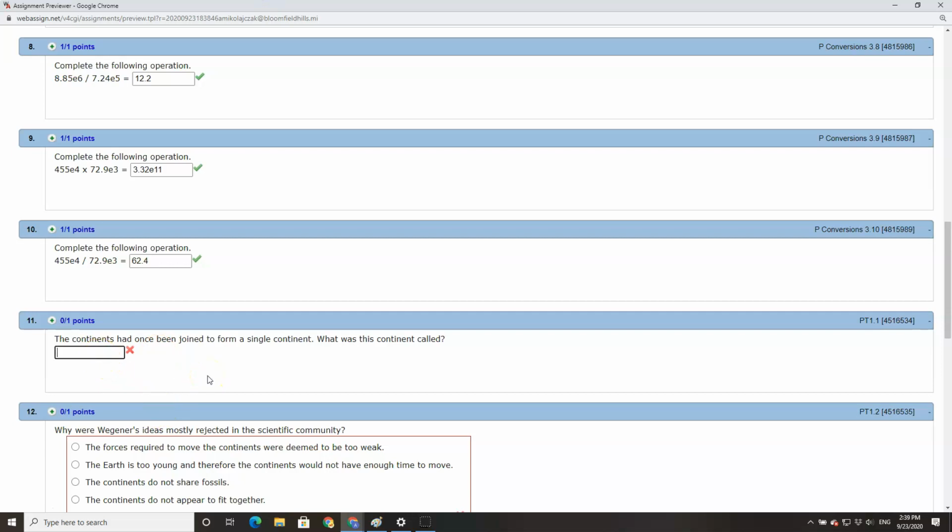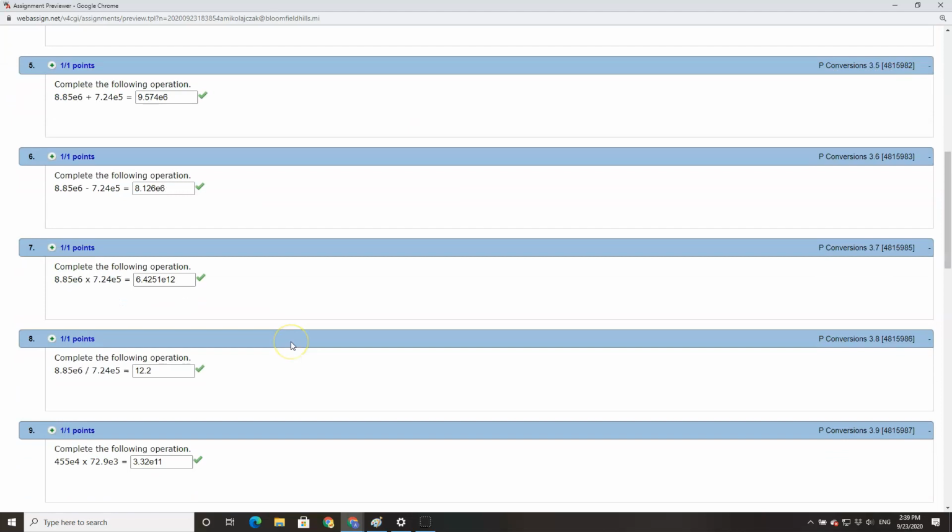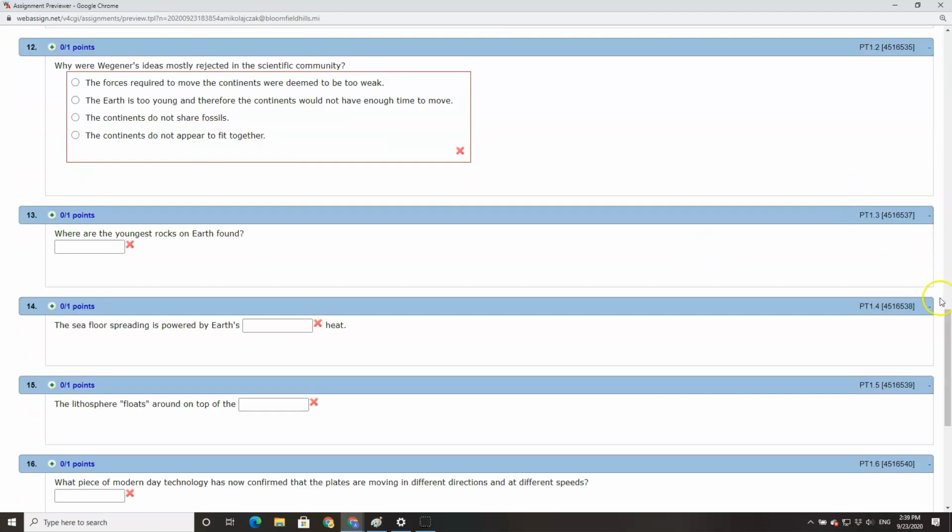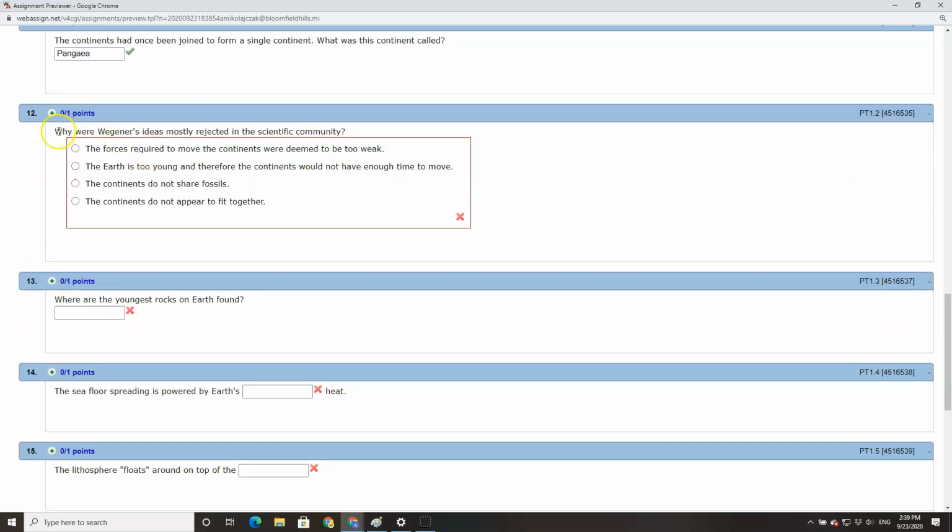The continents had once been joined to form a single continent. The continent was called Pangea. Number 12. Why were Wegener's theories initially rejected? It was because the force required to move the continents was deemed to be too weak.